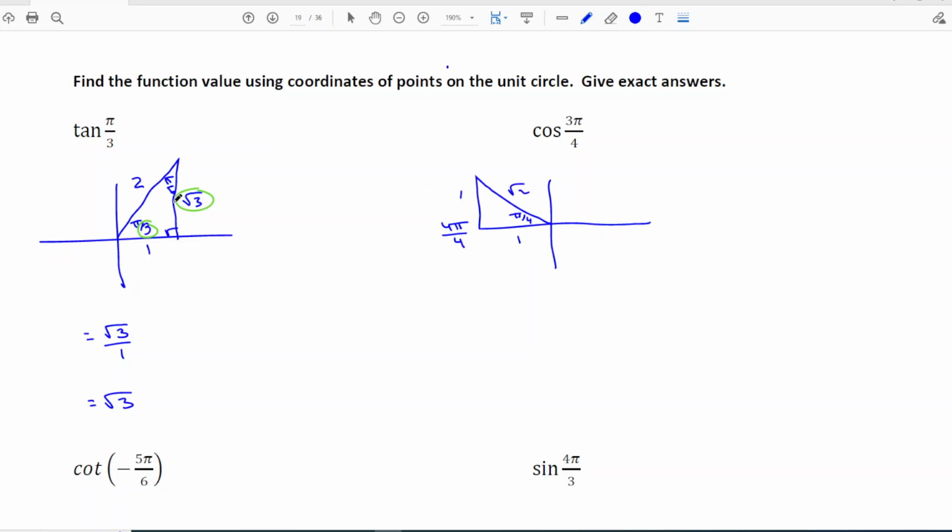Now, as soon as you leave quadrant 1, be careful with your signs. This x is in a negative direction, so it's going to be negative 1. And then cos of 3 pi by 4 is going to be adjacent over hypotenuse, or x over r, so negative 1 over root 2. And then you're going to rationalize your denominator, and you get negative root 2 over 2.